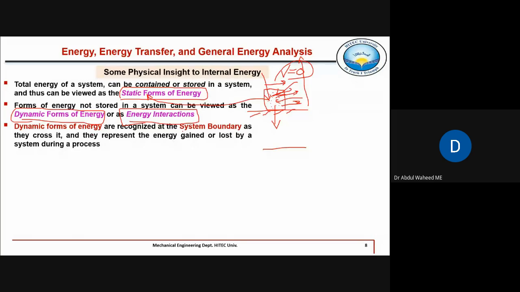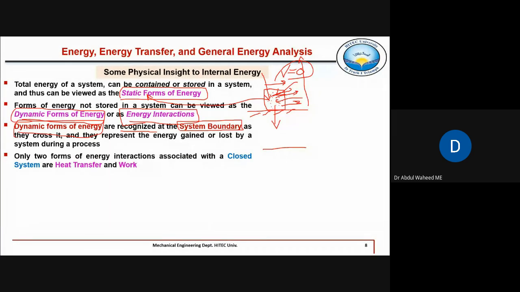Dynamic forms of energy, वो आपको कहाँ visualize कर सकते हैं? Only at the system boundary. ठीक है, सिस्टम की बाउंड्री के क्रॉस कोई एनर्जी क्रॉस हो रही है, जिसकी वजह से we can see that some energy is entering or leaving the system, and that's why it is known as dynamic form of energy. क्लोज्ड सिस्टम में, closed system means no mass entering or leaving. For example, this is a system whose mass is fixed, mass is constant, closed system.